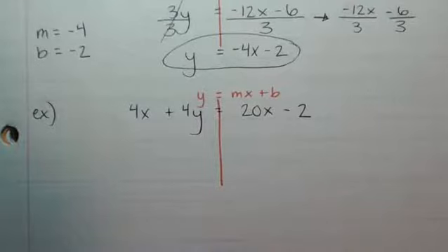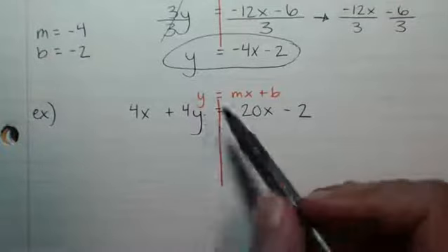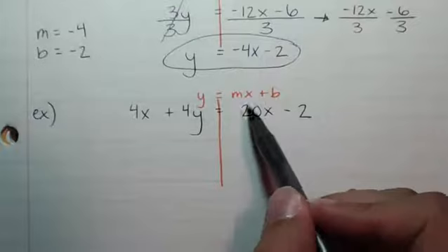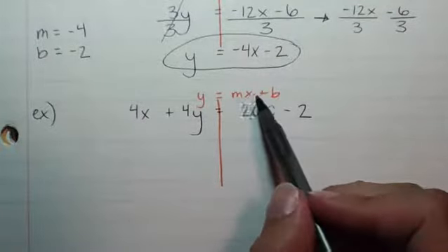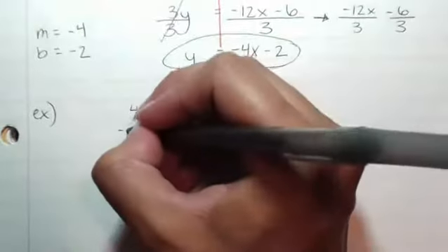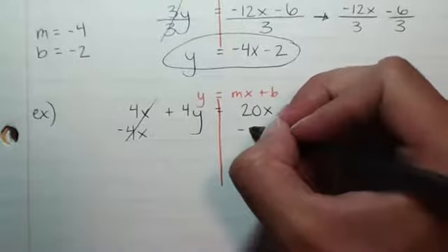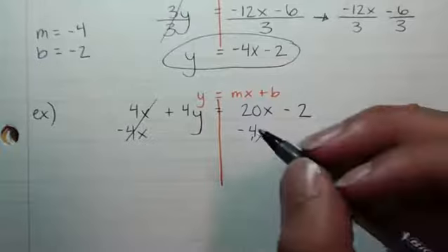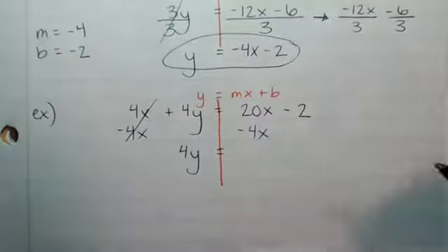Okay, so I noticed that my y is already on the left side. I have two x's over here. I have 20x on the right side, 4x on the left side. Now again, I want my x variables on the right side, so it makes more sense to move this 4x, which means I'm going to take away 4x on the left, and I'm going to take away 4x from the 20x, because these are like terms, so I can put them right underneath each other. So I have 4y left over on the left.